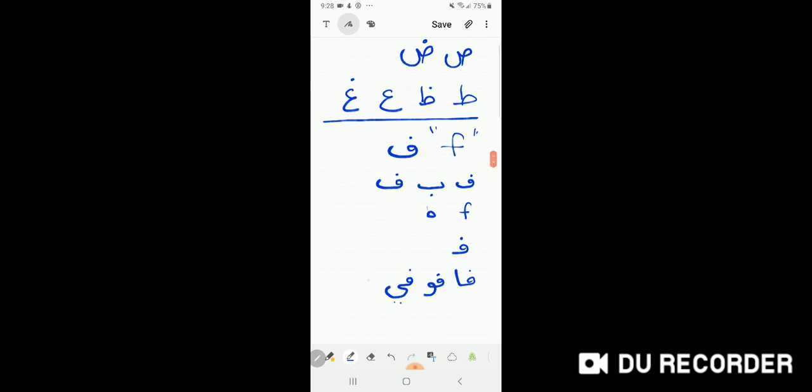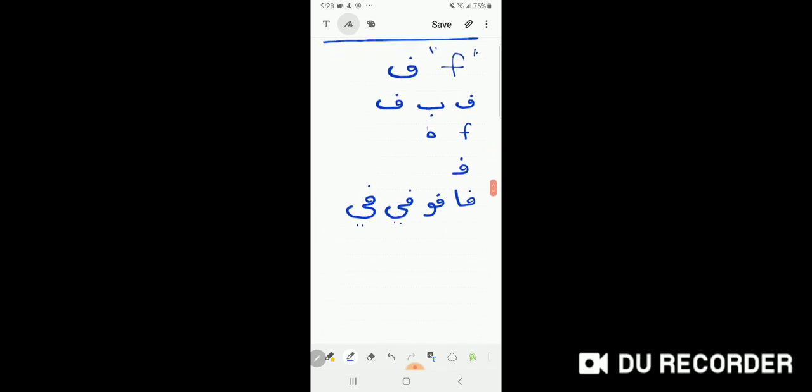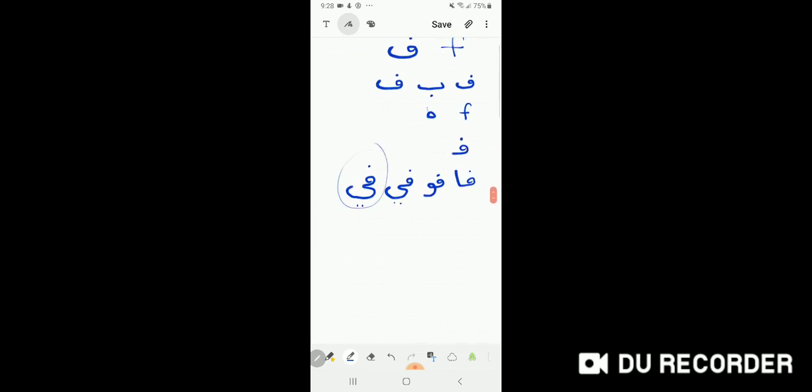Fi. And oftentimes when you write fi, you'll write the fa like this, and then the ya you'll bring right underneath, just like that. So you'll often see it in both ways. And in your notebook, what I want you to do is circle fi. This is our first preposition, and it means in. Fi.